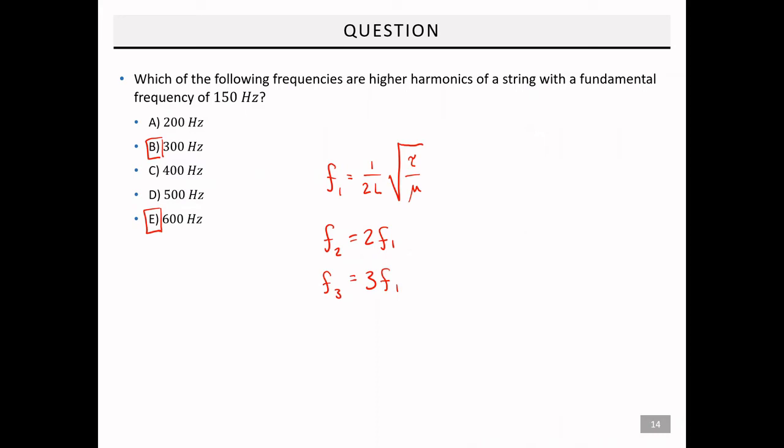Answer B is 2 times the 150, so this corresponds to the second harmonic, and 600 is 4 times 150, so answer E corresponds to the fourth harmonic.